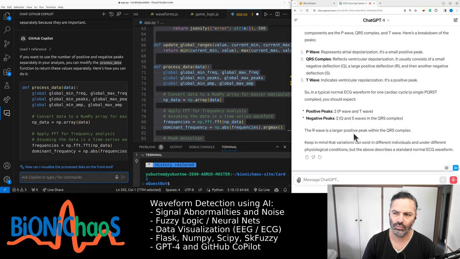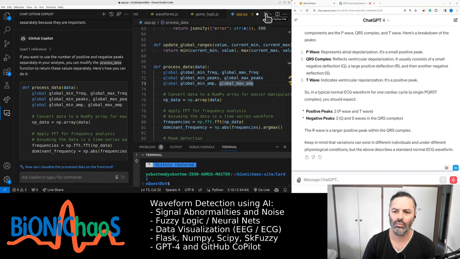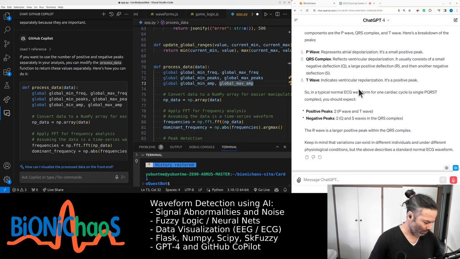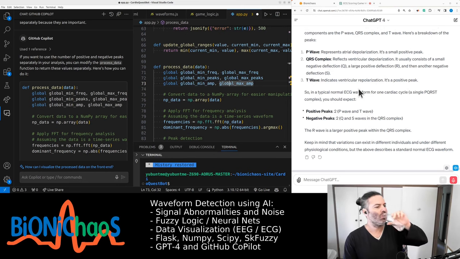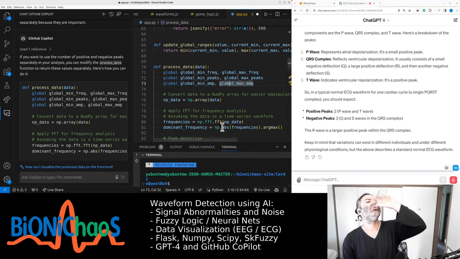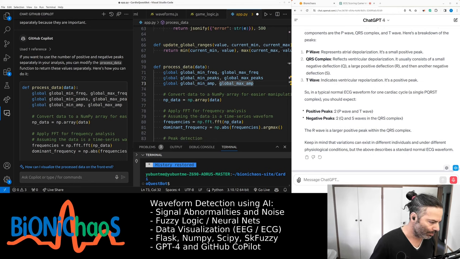P wave represents atrial depolarization. It's a small positive peak. QRS complex reflects ventricular depolarization. It usually consists of a small negative deflection, Q, a large positive deflection, R, and then another negative deflection, S. T wave indicates ventricular repolarization. It's a positive peak.